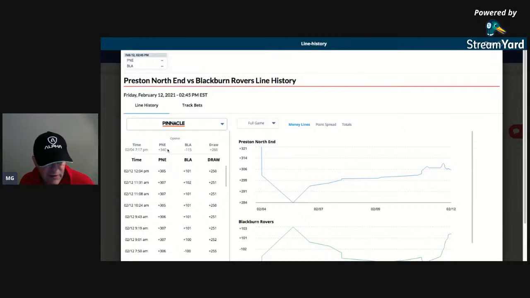I mean, we have value everywhere, which is common in soccer. So again, Blackburn's line is minus 151, and we have value there. Preston, our line is plus 164, the actual line is plus 305, and the draw is plus 250.